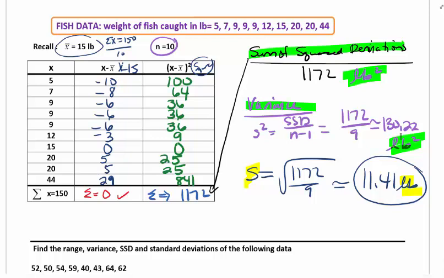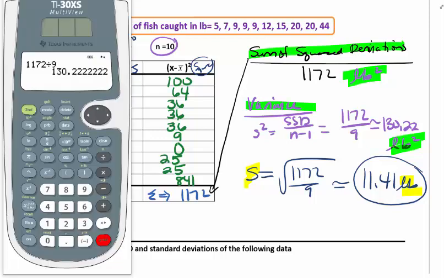So I want to show you real quick on the calculator how to not make that mistake. If I'm looking at my calculator right now, I have 1172 divided by 9, which gives me 130.22 as my variance. There's two ways to do this piece. You can rewrite it with the square root first, or this is actually using the answer from above.